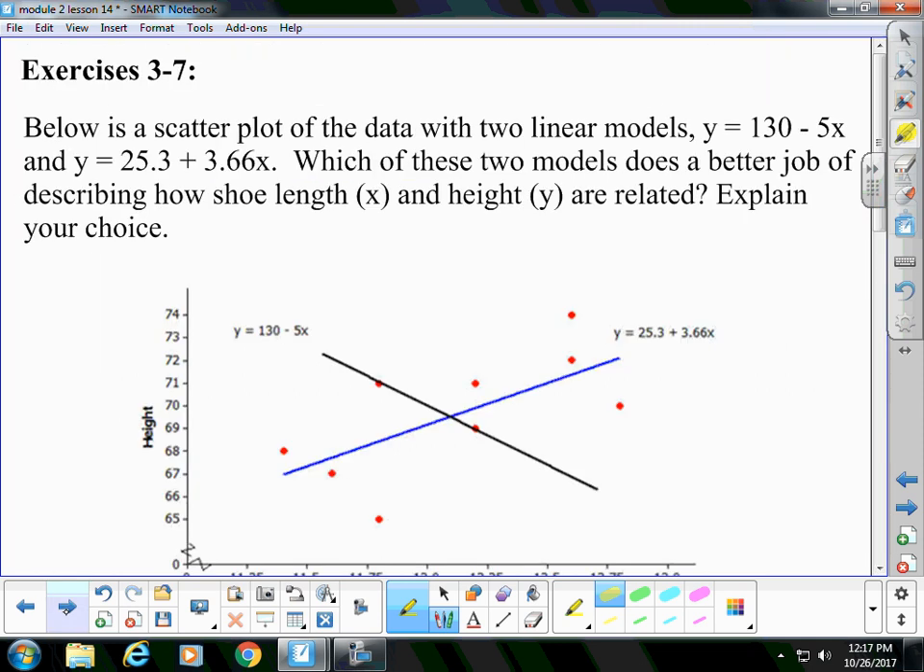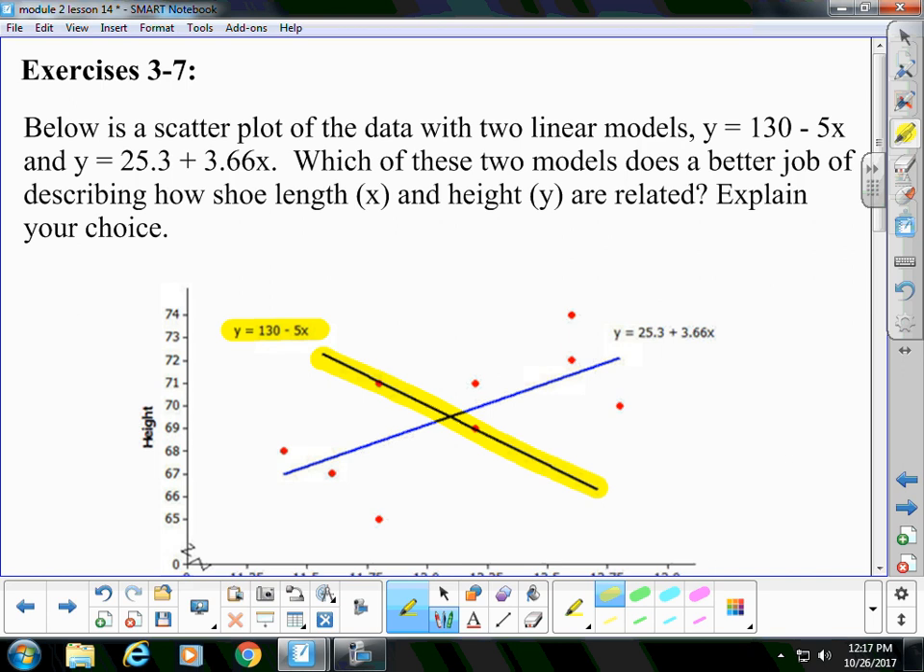Okay, exercises 3 through 7. Below is a scatter plot of the data with two linear models: y equals 130 minus 5x and y equals 25.3 plus 3.66x. Which of these two models does a better job of describing the shoe length and height? Explain your choice. Okay, so we have our first line, y equals 130 minus 5x, and that would be this line right here.